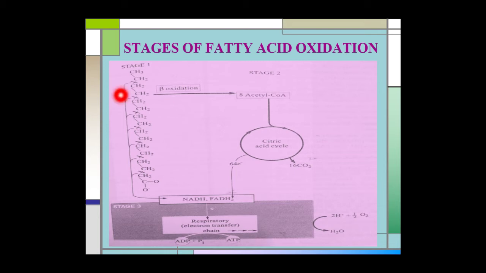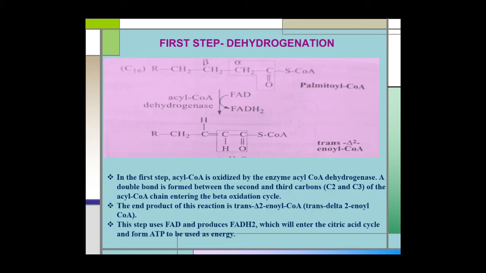The stage first, which is the beta oxidation pathway, is completed in 4 steps. In this e-lecture, we will study this stage first in detail, and the 4 steps of the beta oxidation pathway in detail.